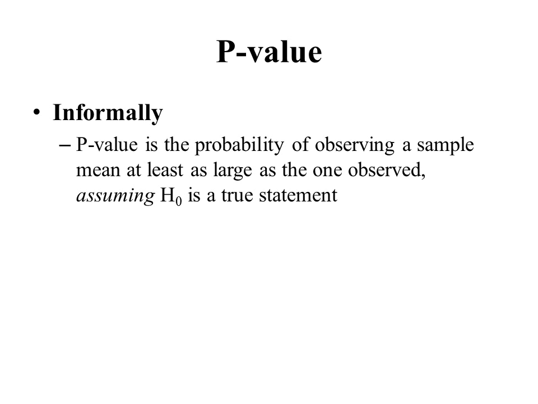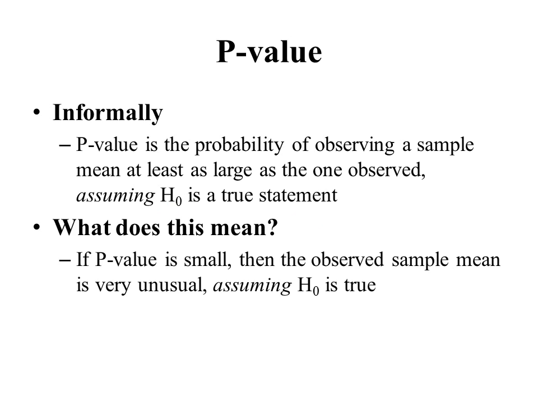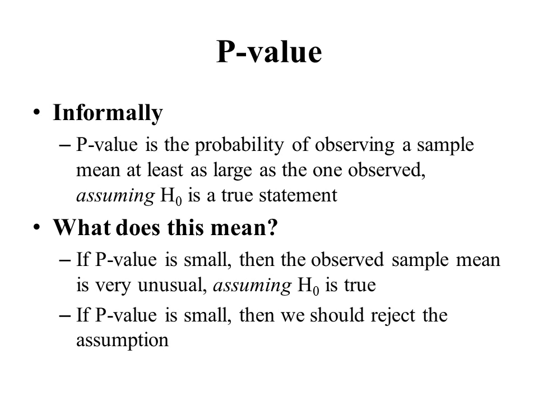Well, informally, the p-value is the probability of observing a sample mean at least as large as the one observed, assuming that the null hypothesis is a true statement. All of these calculations are based on the assumption that the null hypothesis is a true statement. Okay. So what does this p-value mean? Well, if the p-value is small, then the observed sample mean is very unusual, assuming the null hypothesis is true. So if we get a small p-value, then we should reject the assumption.